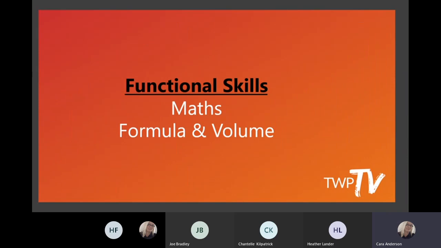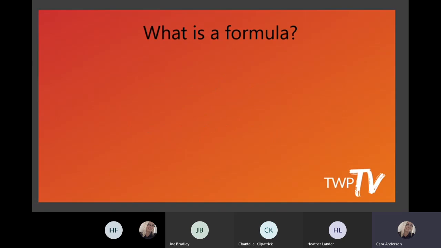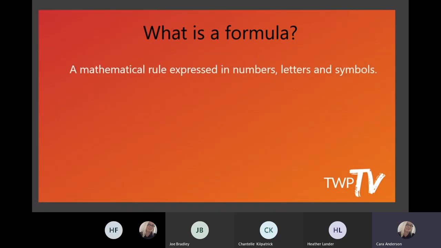So today's session, we're back on maths and we are going through formula and volume. So what is a formula? We're going to start off on formula and then that will lead us nicely into volume, as you kind of need to know a little bit about formulas to be able to use them in any of the volume kind of questions that might come up in your exams.